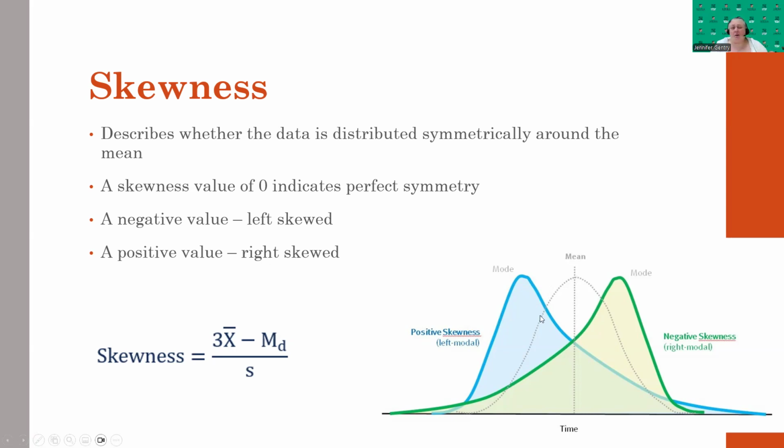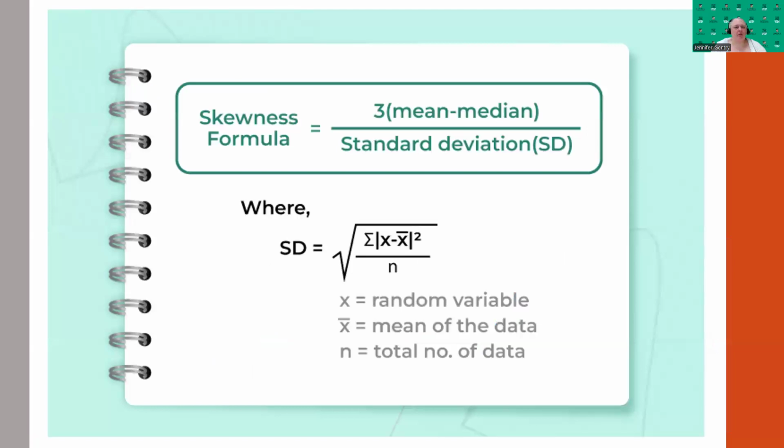The nice thing is these are all going to be built into Python and we're not going to care. This is more of a review of what these terms mean so that we can use them in our data moving forward. My skewness formula is 3 times the mean minus the median, divided by the standard deviation. We've done mean and standard deviation, so let's hop into median.